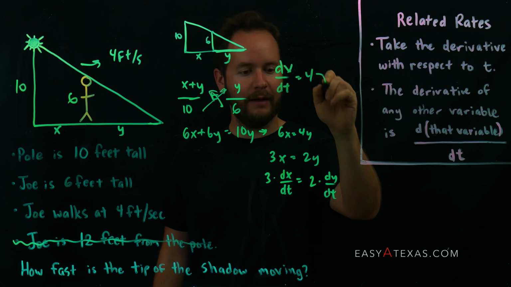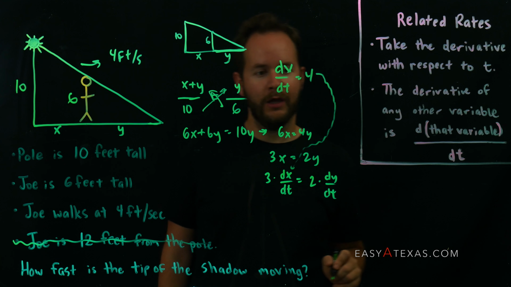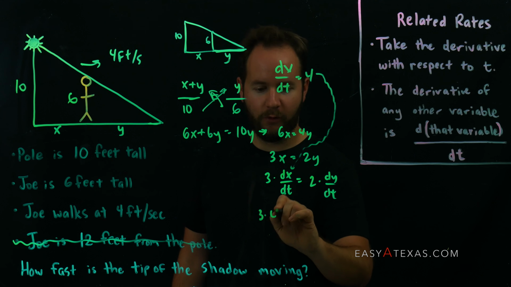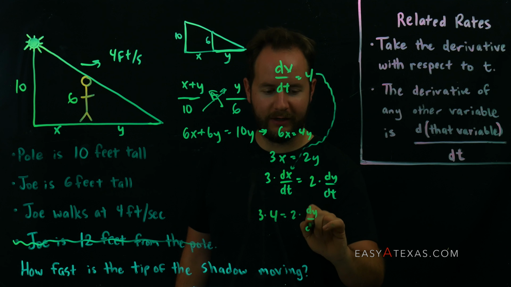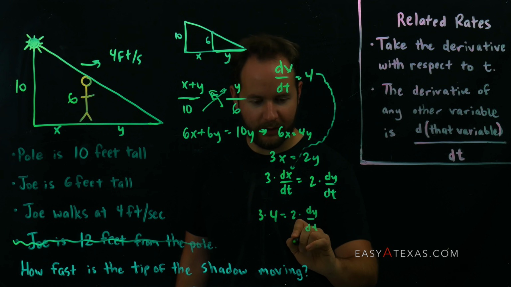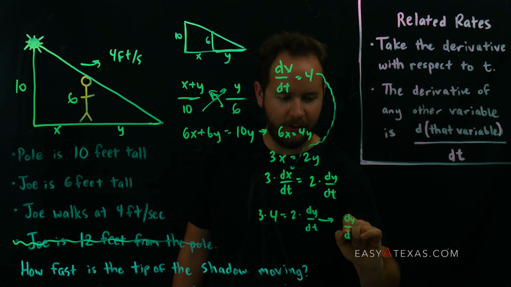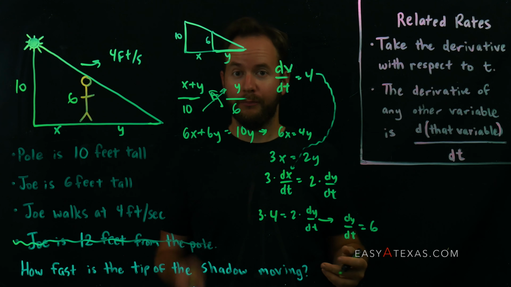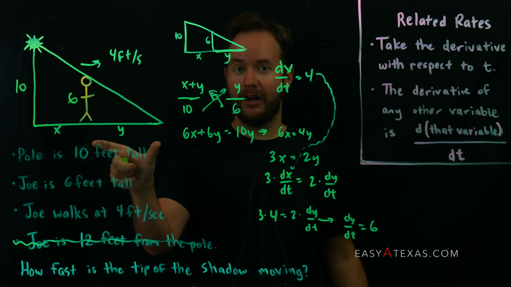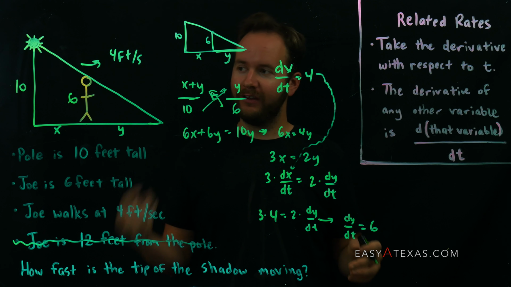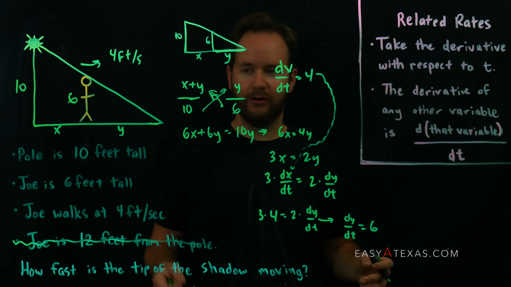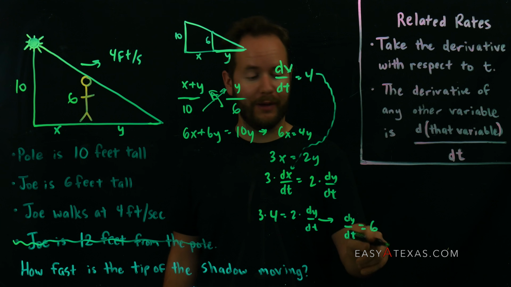Because I have this number, I'm going to take this and plug it in here. And this is going to give me 3 times 4 equals 2 times dy dt. This tells me that dy dt, if I just divide both sides by 2, equals 6. Now careful, you might think that's our answer, but that's merely how fast Joe's shadow is changing in length. So every second that goes by as Joe walks away from the pole, his shadow is getting longer by 6 feet per second.